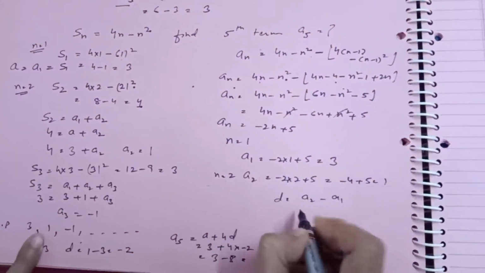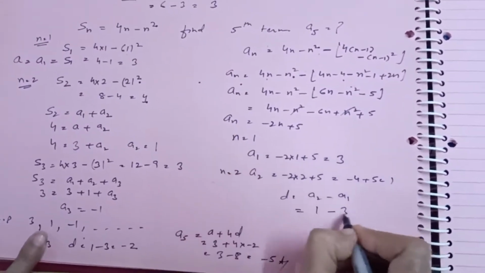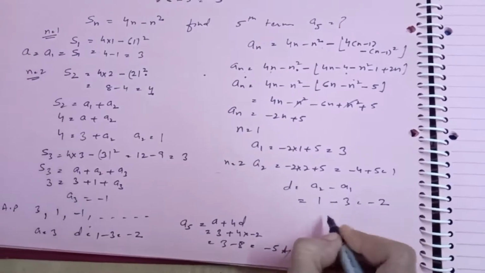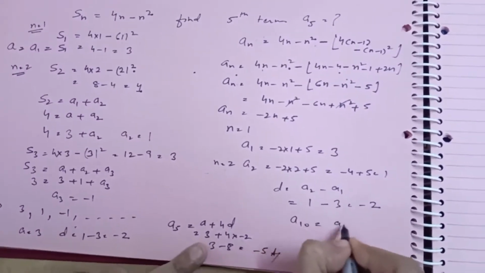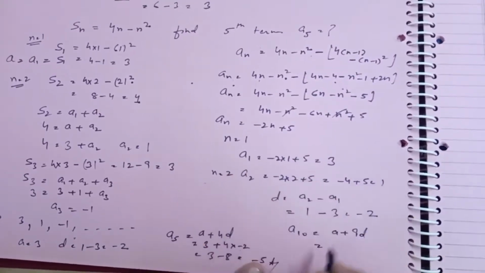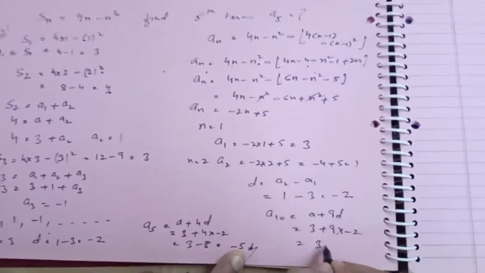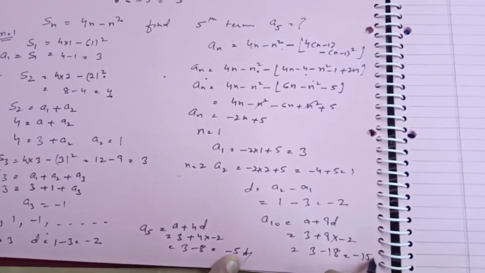a2 माइनस a1, तो a2 क्या है आपका? 1 माइनस a1 कितना है आपका? 3, तो इट इज़ माइनस 2. नाउ एनी टर्म, इफ दे आर, सपोज़ 10th टर्म दे आर आस्किंग, तो a प्लस 9d. a क्या है आपका? ऑलरेडी आपने ये कैलकुलेट किया 3 प्लस 9 इंटू d कितना है? माइनस 2, तो आ गया 3 माइनस 18 इज़ इक्वल टू माइनस 15, आंसर.